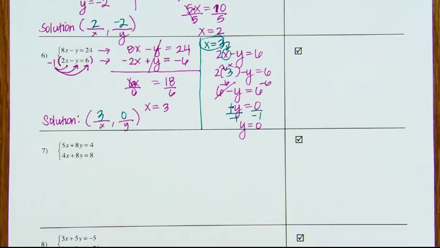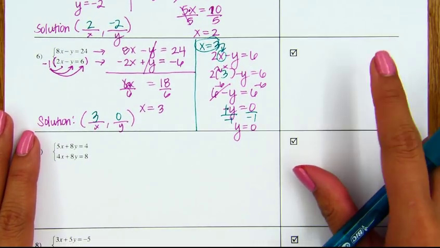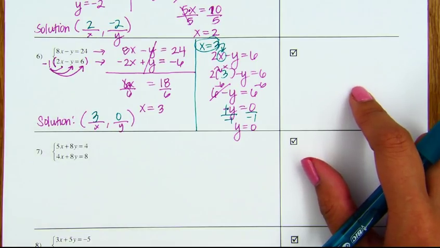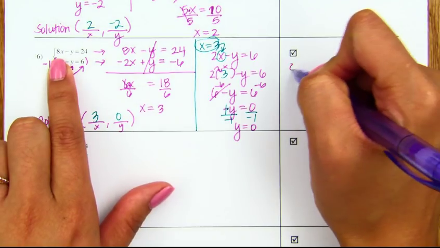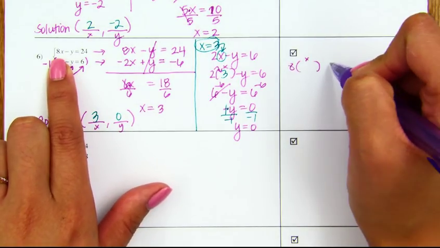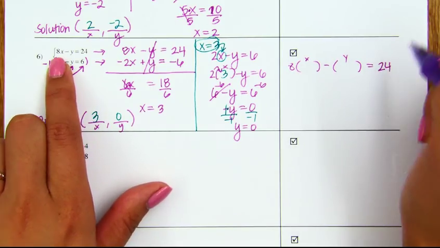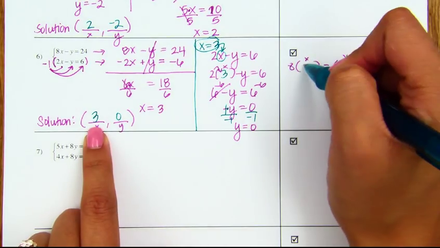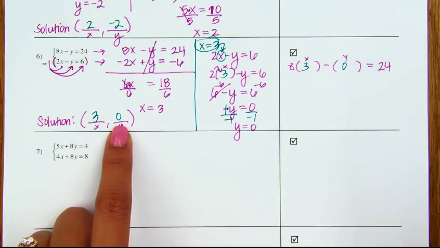Okay, so once more, I'm going to go ahead and show you how to check. This is probably going to be the last time I show you how to check your work. Afterwards, I'm going to assume that you remember how to do it. Here, I'm going to write the first equation. We have 8 parentheses for x minus parentheses for y, and it should equal 24. What is x? According to my work, it's a 3. What is y? According to my work, it is a 0.